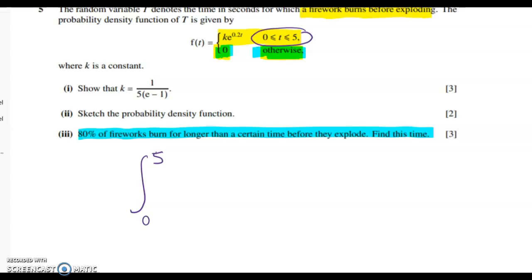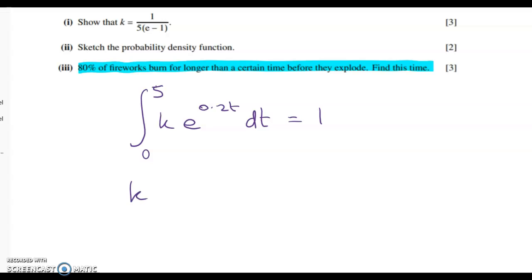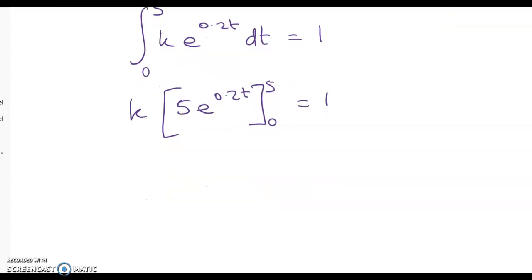So we're solving the following equation. Between 0 and 5, the area under the curve equals 1, gives me the following integral. I'm going to have 5e to the 0.2t, evaluated at 5 and 0, equals 1. Lots of different ways to do this, but this is probably the cleanest.